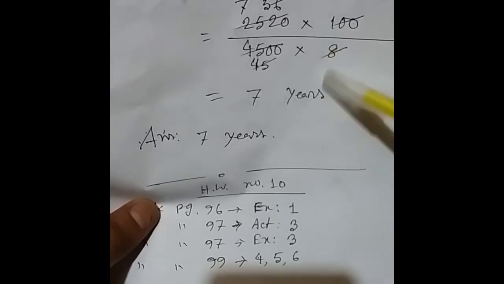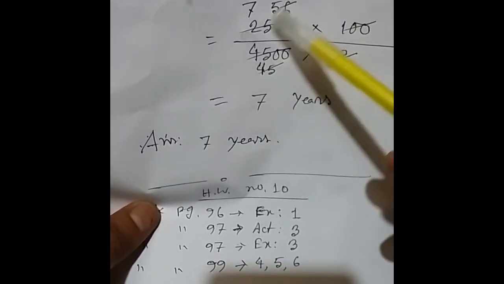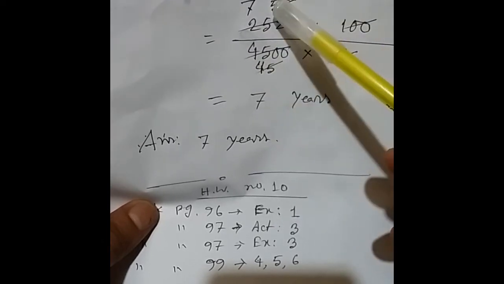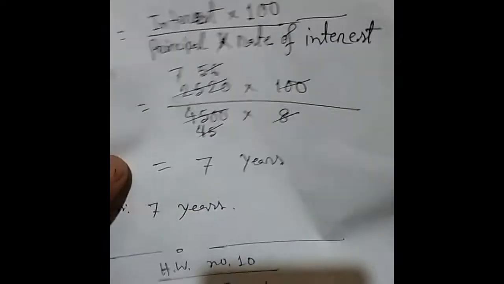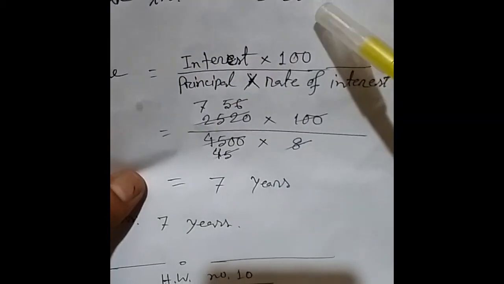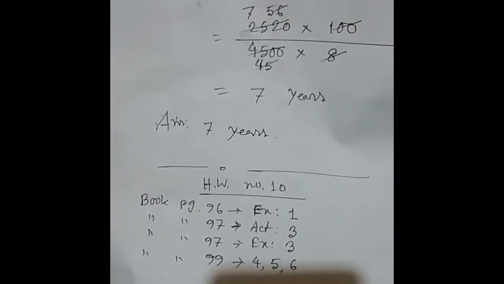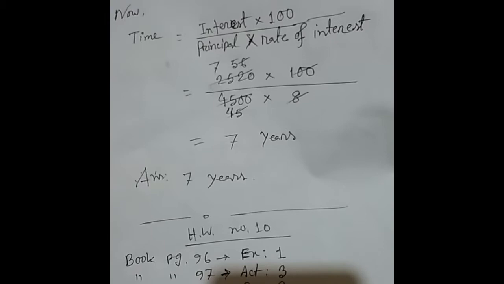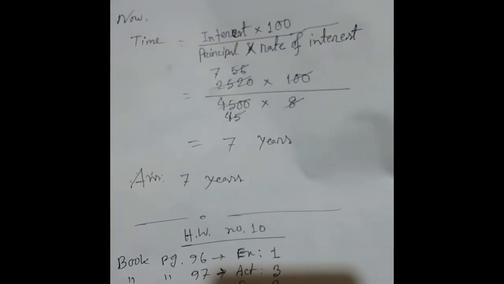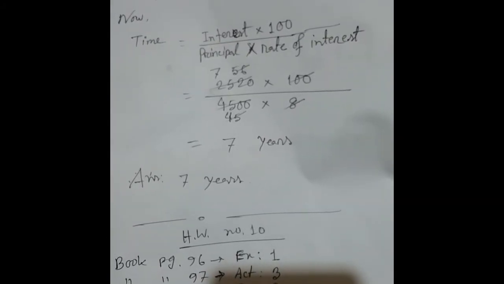So you can see I cut 100 by 4,500, 45 times, and if I divide 2,520 by 45, that will come 56, and if I divide 56 by 8, that comes 7. So the answer is 7 years. So in 7 years the total interest will sum up to 2,520 taka. You can solve it by yourself in your own way, but please solve it in a proper way, so that in two ways you can use the formula or you can solve it as a word problem.